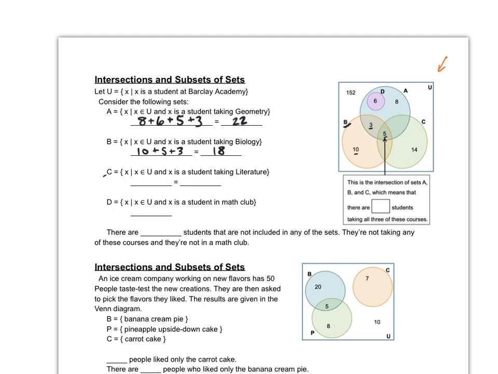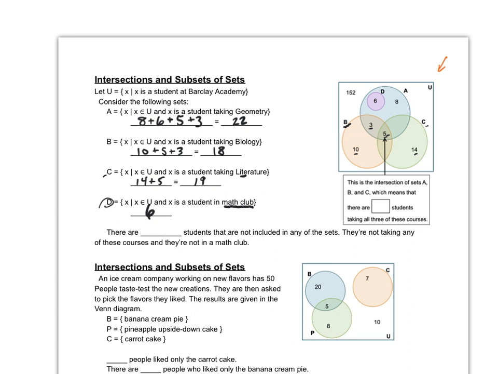Then set C is going to be our students taking literature. So here we go. We've got 14 and 5. So 14 plus 5, I got 19 students taking literature. And let's see here, Group D is in the math club. So here we go, we got math club right there. And if you notice, Group D is completely encompassed by, it's a subset of Group A. So they're my math students, but they're also in math club.